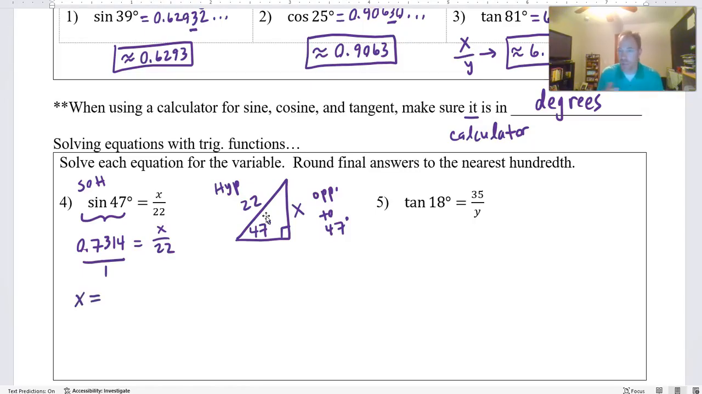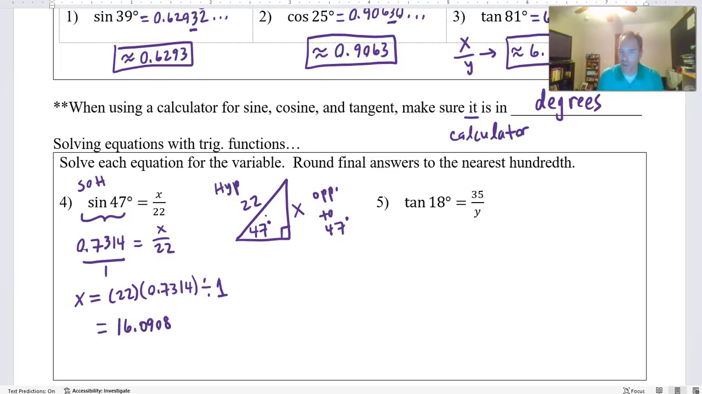So we've seen cross multiply and divide before with our proportions. So we've got the 22's diagonal from that decimal. Those are going to get multiplied, and then we're going to divide by the 1. And I've got on my cheat sheet here, if we punch that in, we get 16.0908.